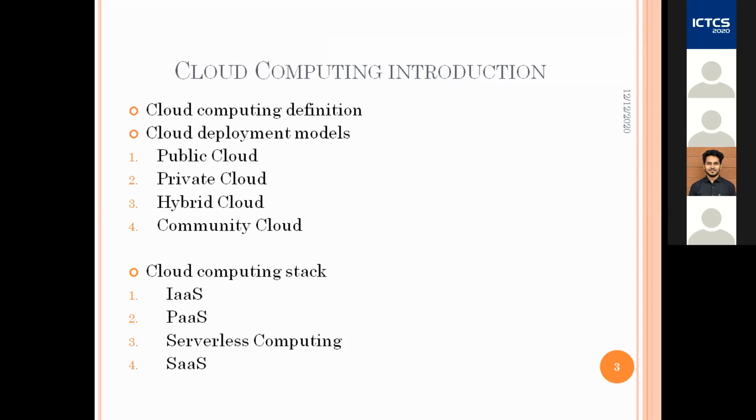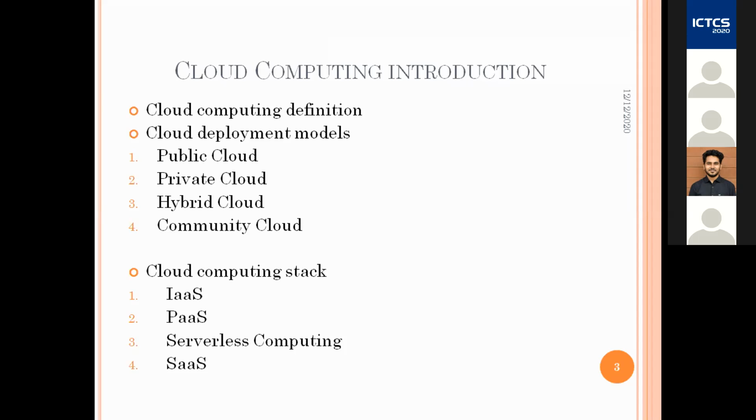Then SaaS is software as a service. It's a software distribution model in which a service provider hosts and manages software applications for customers and makes them available over the internet. So here the cloud provider also carries the responsibility of upgrading the software and their security.